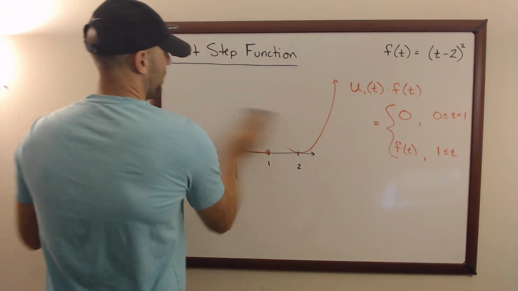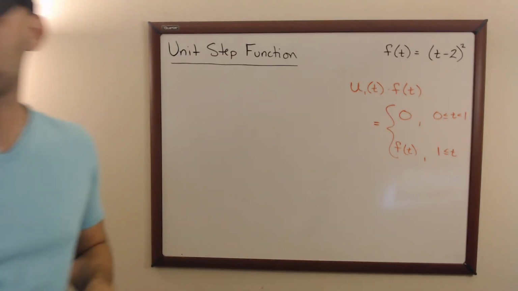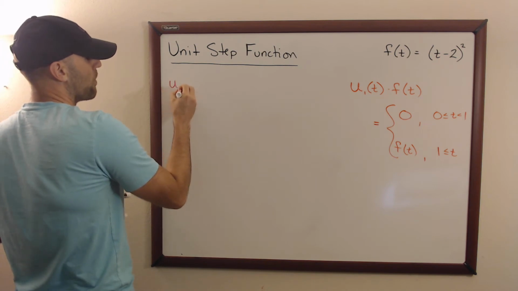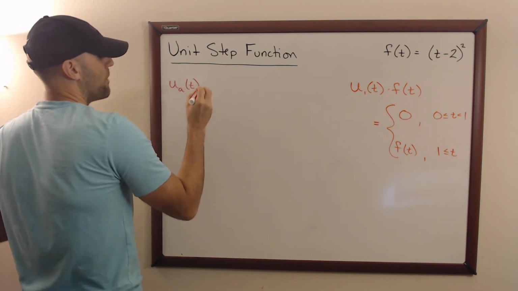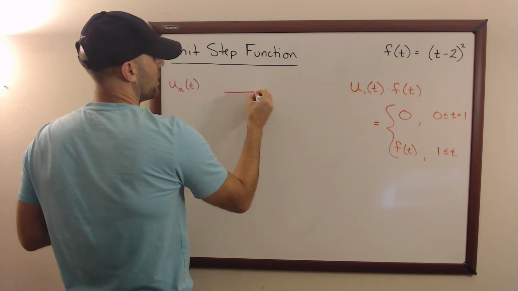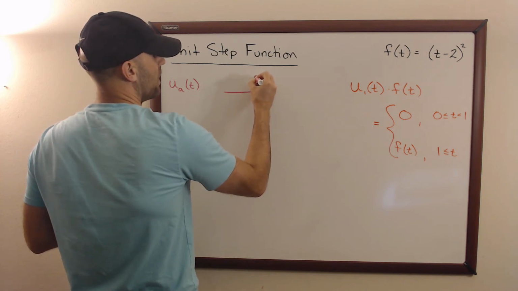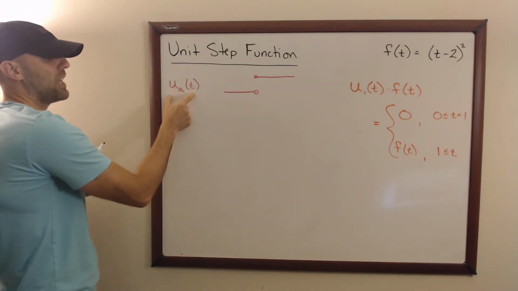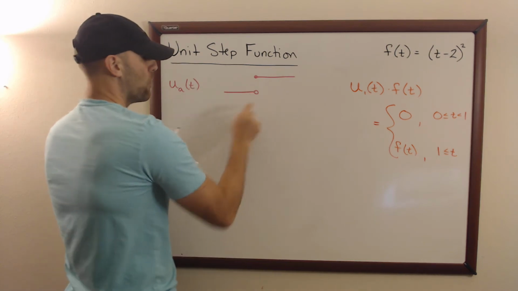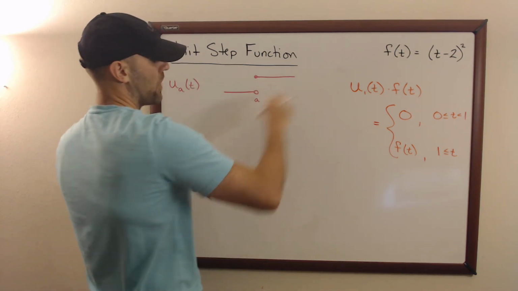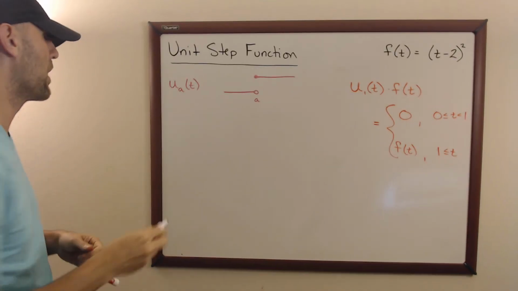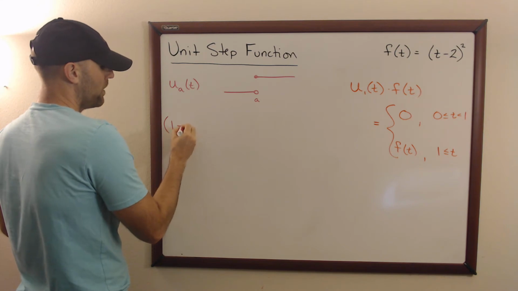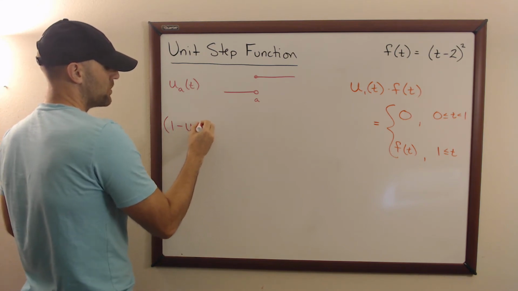So I've got 3 types of unit step functions. Here's one of them, something of the form u sub a of t. This is off and then on. So if you multiply something by u sub a of t, you're going to get nothing, and then once you hit that value a, it turns on, and then it looks like whatever function you multiplied it by, right? Okay. What about 1 minus u sub a of t?